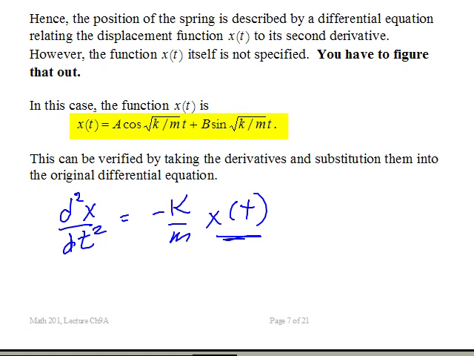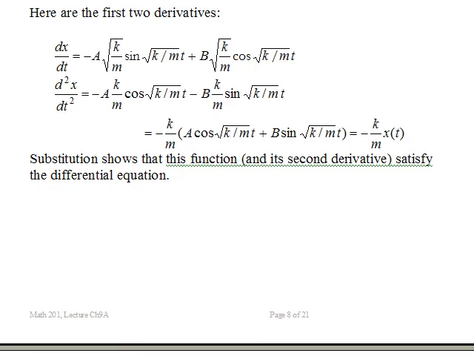To verify that this is a solution of the differential equation, I have to take two derivatives. So I'll put the second derivative here, and that better equal minus k over m times this form right over here. So I'm going to do that now. So here are the first two derivatives. If I take the first derivative, I get minus a times the square root of k over m times the sine of the square root of k over m times t, plus b times the square root of k over m times the cosine of the same argument. Okay. Now I take another derivative.